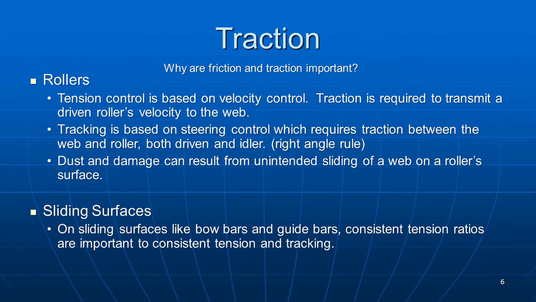Dust and damage can result from unintended sliding of a web on a roller surface. You can pick out fibers, scratch the web, create all kinds of problems. Now, on sliding surfaces like bow bars, turn bars, guide bars, things like that, consistent tension ratios are important, and they're based on coefficient of friction and the tension ratio across the sliding item. With rollers or with sliding surfaces, understanding coefficient of friction and traction is always important.